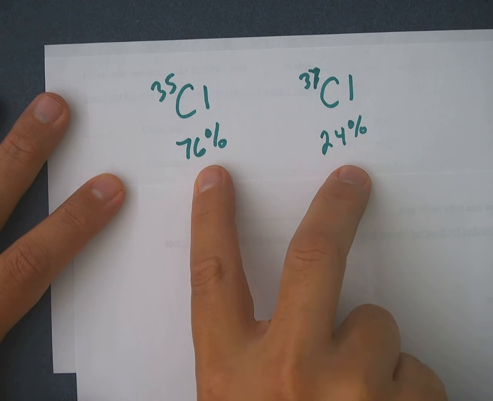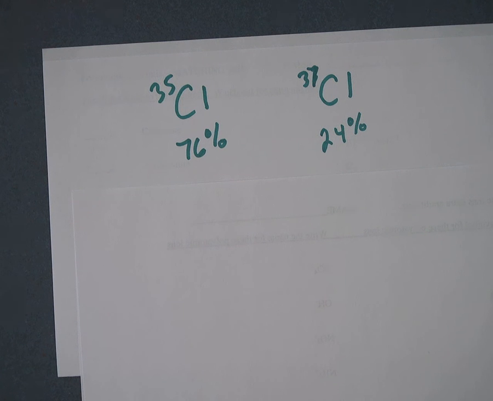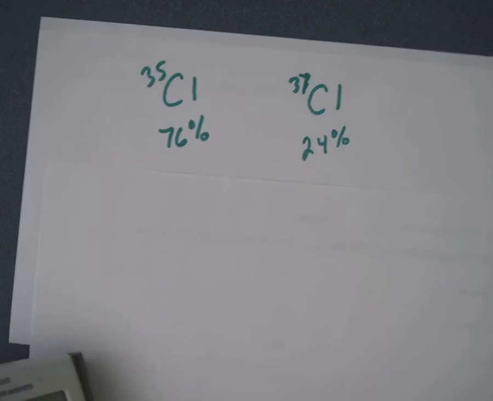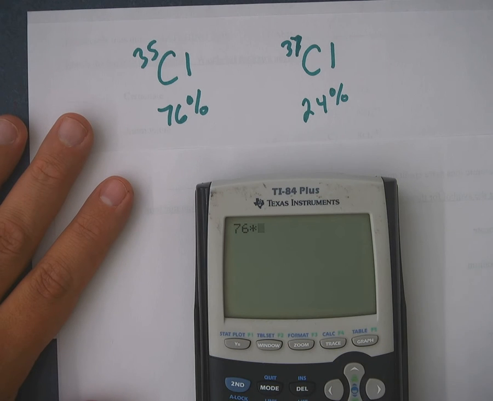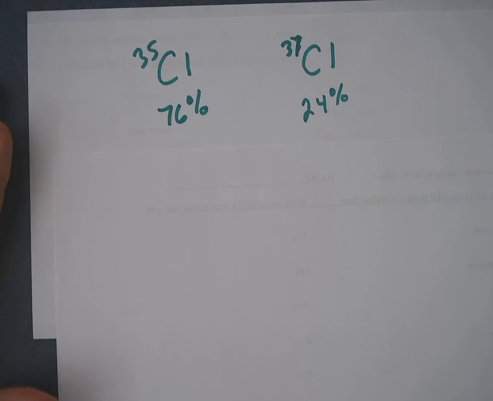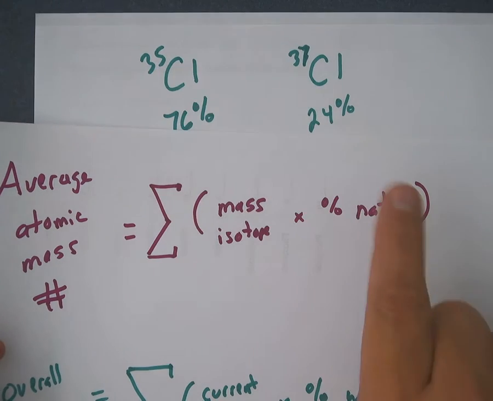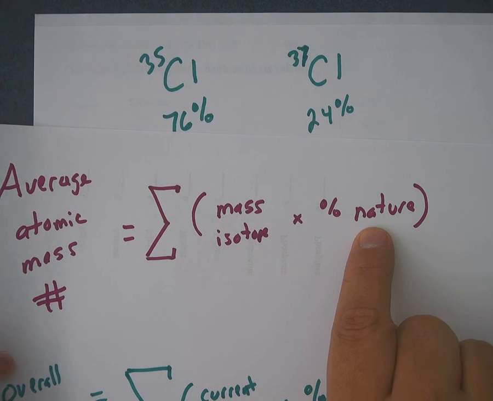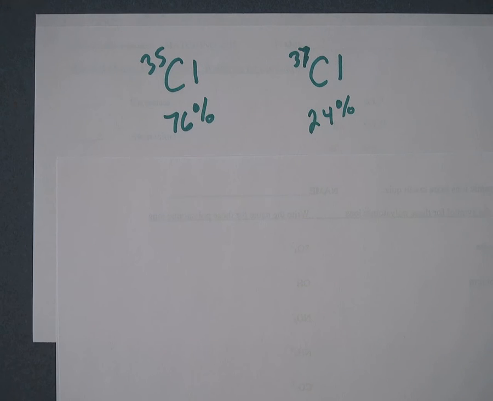Notice that these percentages add up to 100%. If the percentages don't add up to 100, something went wrong, okay? So just to double check, 76 plus 24 equals 100, okay? So we are going to use this formula. We're going to take the mass of 35, multiply it by 76%. We'll do the same thing with the other isotope and add the numbers together.